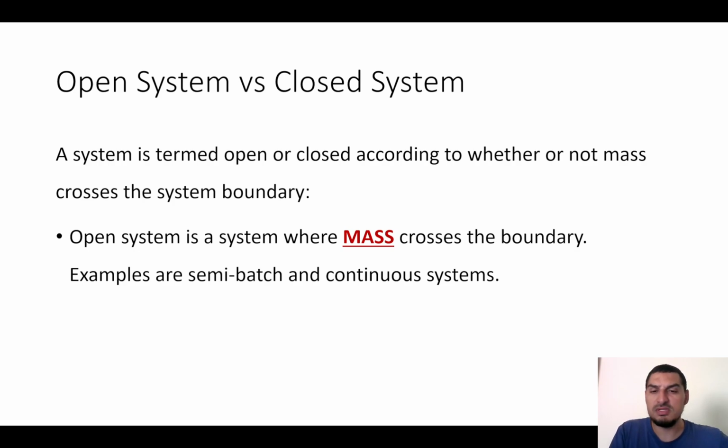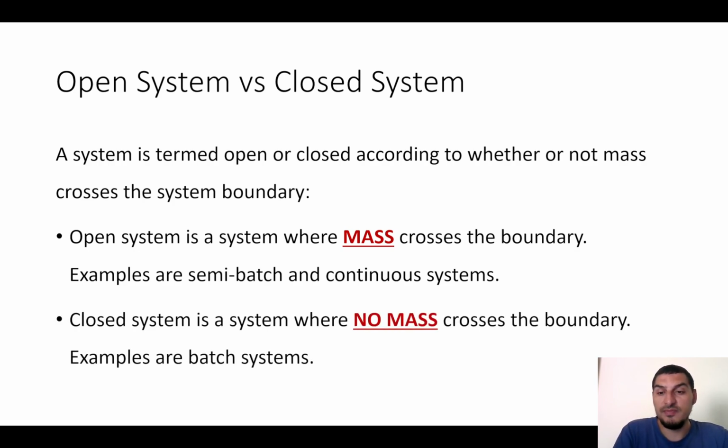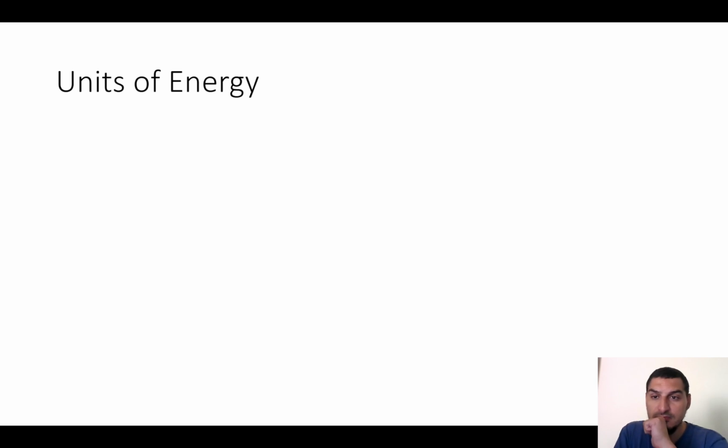It's like the continuous processes and the semi-batch processes. Something is going in and something is going out of the system. So this is the mass. It's not the energy. The mass is going in or out of the system. The closed system is the system where there is no mass that crosses the boundary, like the batch system. Any system that is sealed, it's isolated. There is no flow of mass in or out of the system. This is called a closed system. Still, a closed system can have energy flow in and out of it. It's not mass, it is energy.